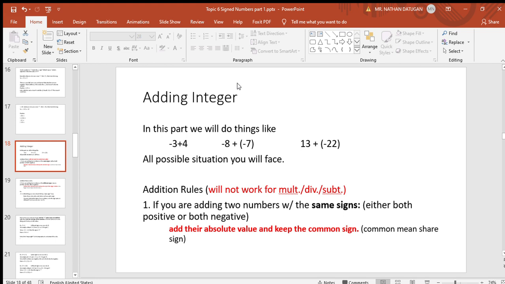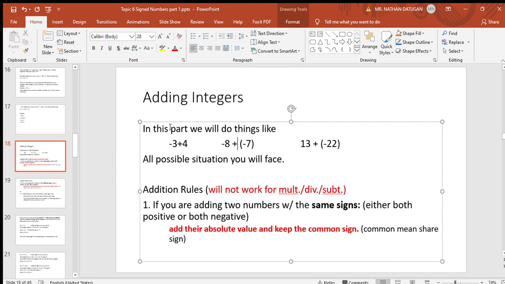Now let's try adding integers. In this part we have -3 plus 4, -8 plus -7, 13 plus -22. So we have all the possible situations: negative plus positive, negative plus negative, positive plus negative, and you should have known how to do positive plus positive already. If you don't know, then you should go back to topic 1 and retry it. But if you're good, let's move on.